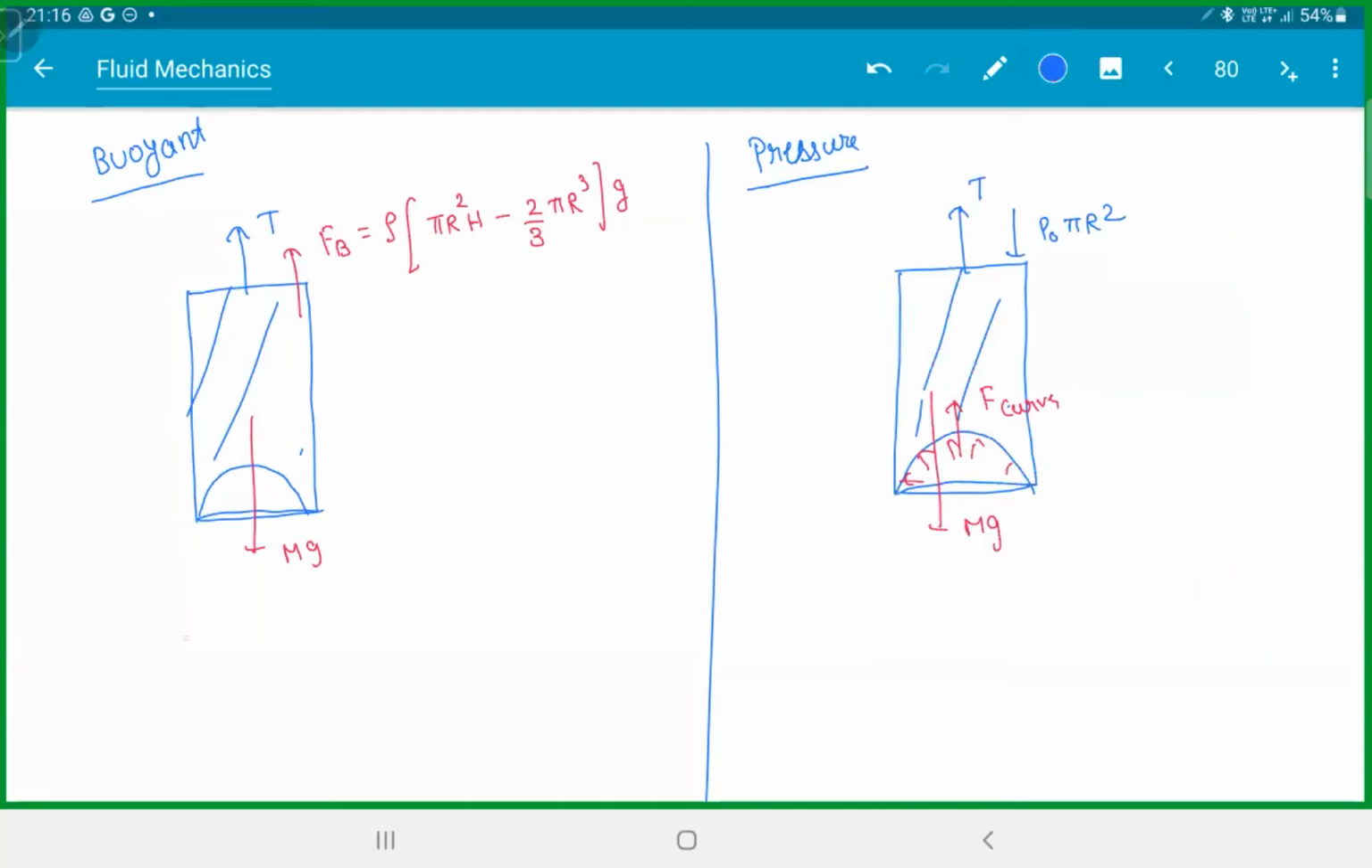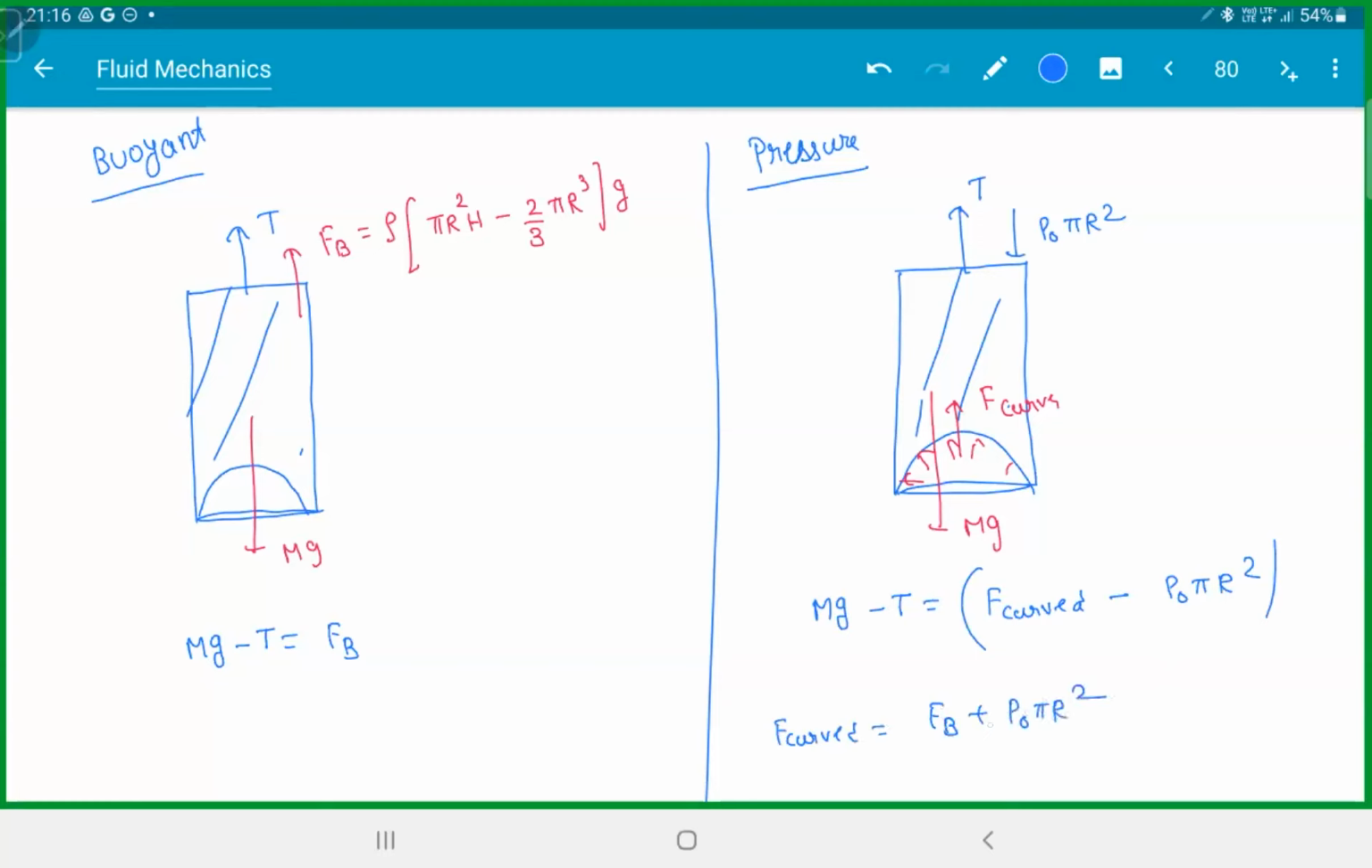Did you observe one thing here? T, mg minus T is FB. Here, if you observe, mg minus T will be F curved minus P naught pi r square. Isn't that the same as buoyant force? Isn't that the definition of buoyant force? The difference in pressure at the lower surface and the upper surface is the buoyant force. Oh, yeah, then answer. So F curved will be how much? F curved will be F buoyant force plus P naught pi r square.